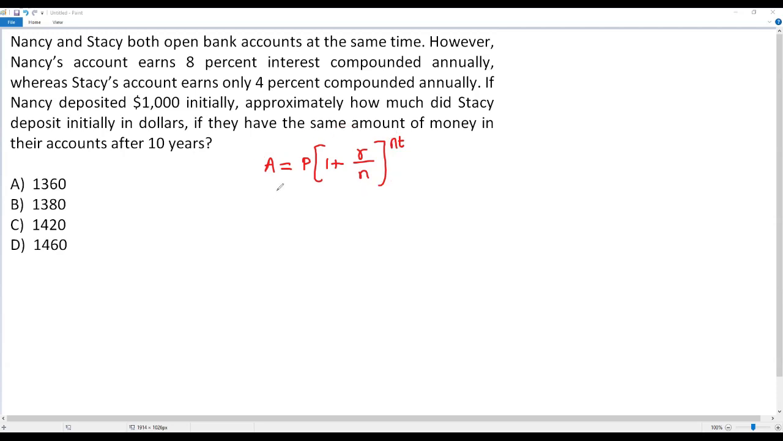Now let's understand the components of this formula. So this A represents the value of the deposit after T years. That means this T represents the time in years. And this P represents the initial deposit, R represents the rate of interest, and this N represents the number of times the interest is being compounded in a year, that is, in 1 year.